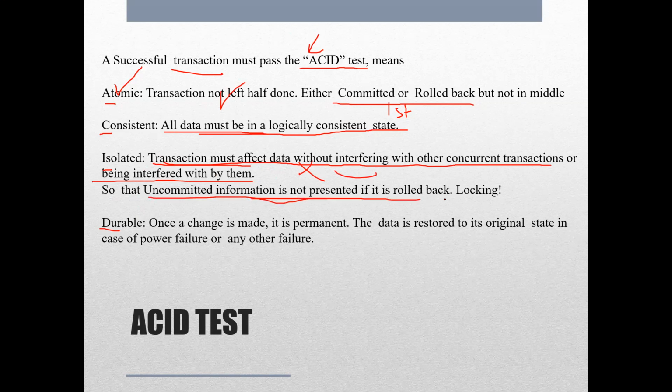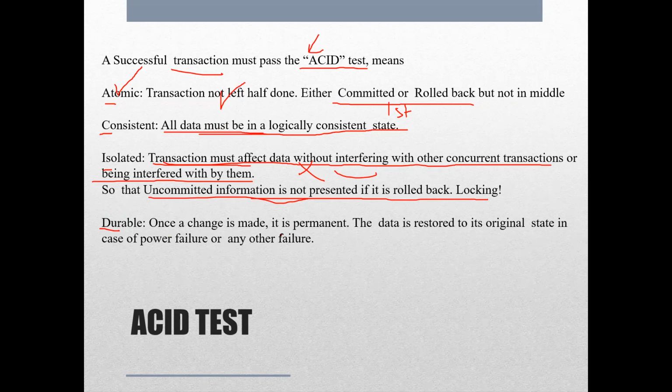So the uncommitted information is not presented if it is rolled back. Of course, uncommitted information should not be presented over there. And you remember when we introduced that delay in our transaction, it was basically presenting the wrong data, and we'll see how we can solve these problems.